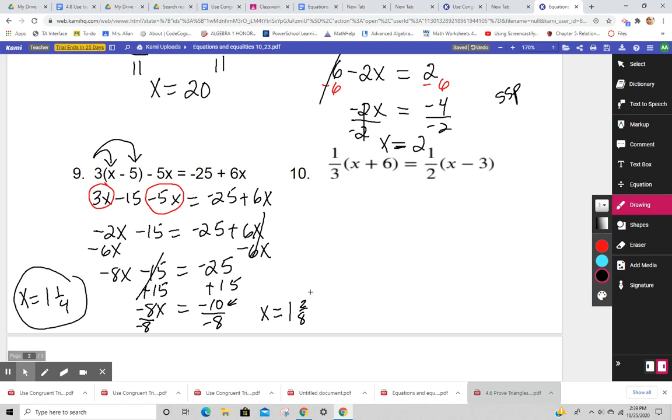Okay, let's go ahead and do the next one. So now we have fractions and parentheses. Let's get rid of the fractions first by multiplying through by the least common multiple, and that would be 6. So multiply this by 6.